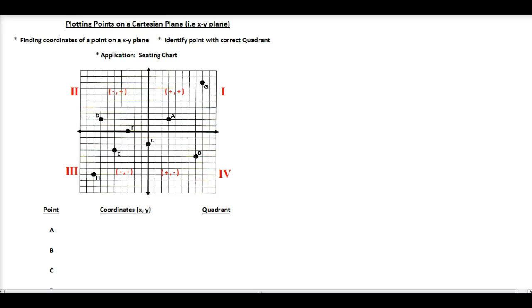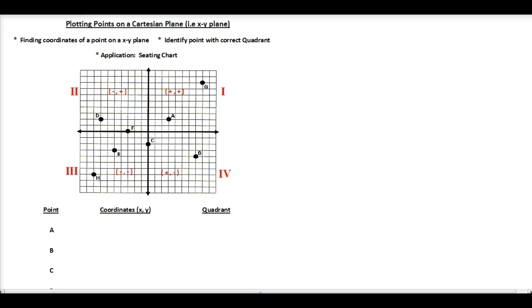This particular lesson will be on how to plot points in a Cartesian plane, as well as identifying if a point is in the first, second, third, or fourth quadrant, or if it is not in a quadrant at all, and using an application where we do a seating chart very similar to how a Cartesian plane is, and we locate people by coordinates. So let's go ahead and get started.